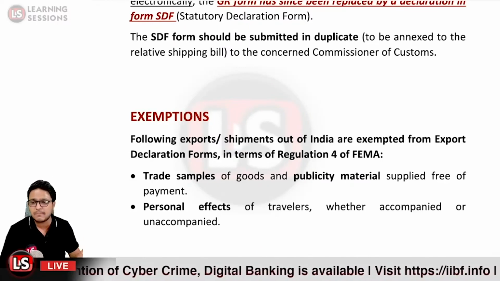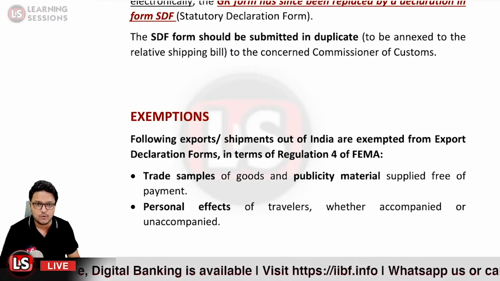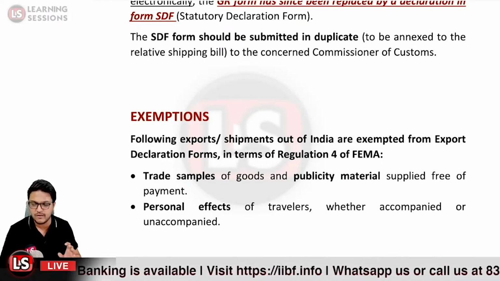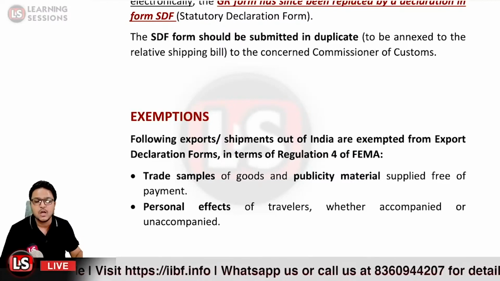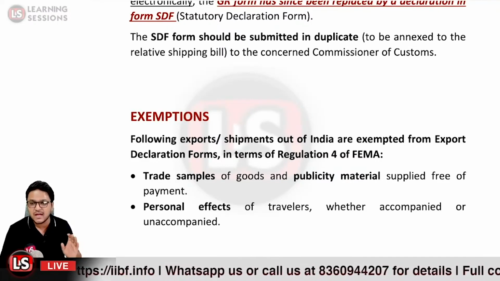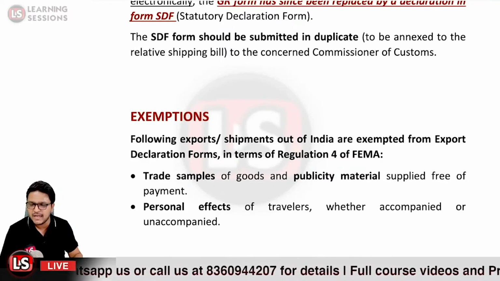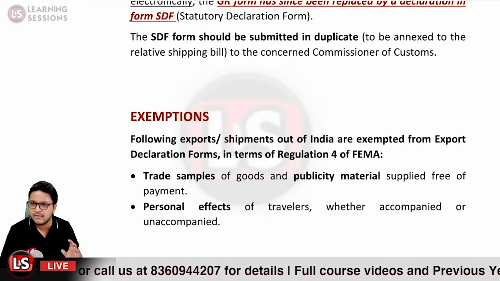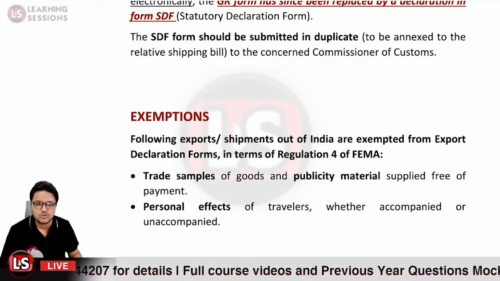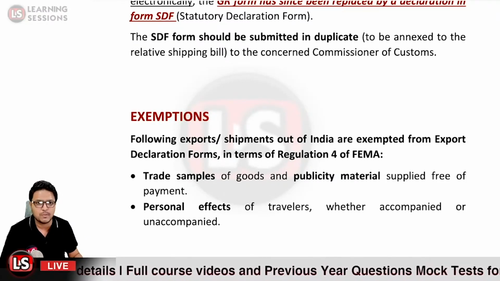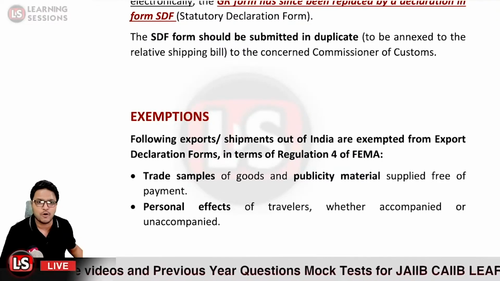And further, only if it is supplied free of cost, that is an FOC, and you are supplying the material for publicity purposes or for trade sample purposes. And also, if it is a personal effect of the traveler, for example while you were traveling to the USA, you carried a new laptop over there, that would be a personal effect. In that case also, you need not declare the form.